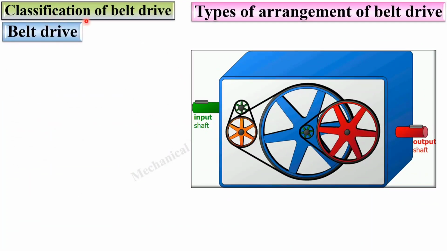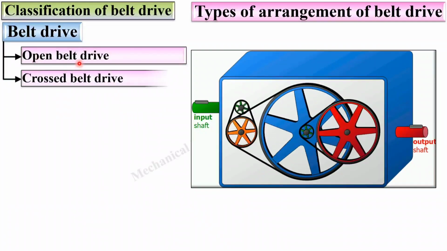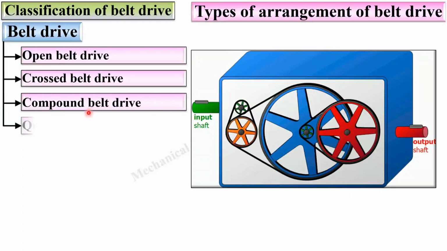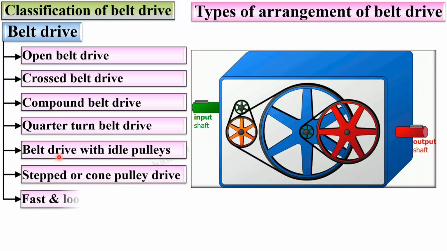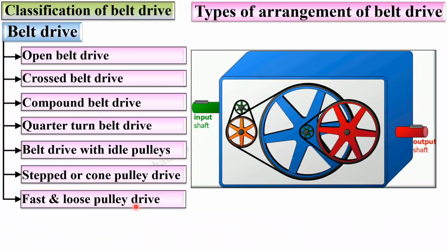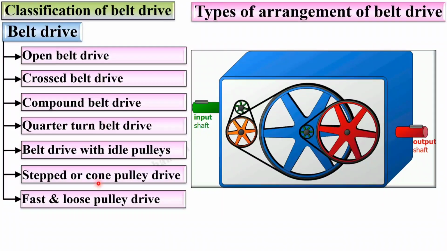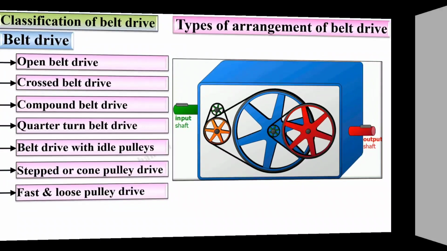So let's see first of all the classification of the belt drive, or simply we can say types of arrangement of the belt drive. So first one is open belt drive, then cross belt drive, then compound belt drive, then quarter turn belt drive, then belt drive with idle pulley, then step or cone pulley drive, and at last fast and loose pulley drive. So these are the different types of the belt drives, or we can say different types of the arrangement of the belt drives.